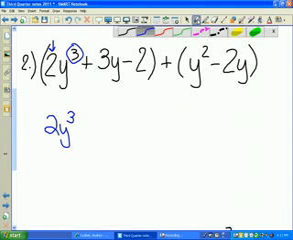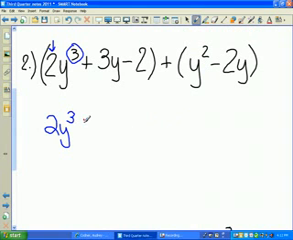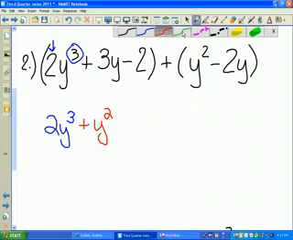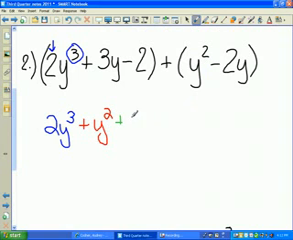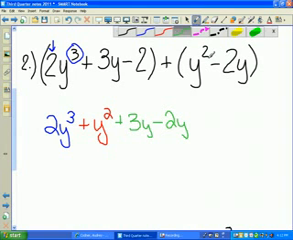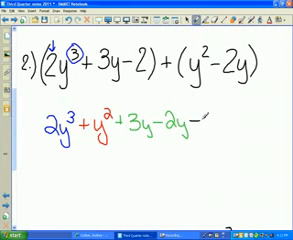okay, we don't have any other y cubes up here. So now we need to go to the next degree, which is y squared. So right now I only have one of them, and it's positive, so plus y squared. Okay, and then now I got some y's left over. So I have a plus 3y and a minus 2y. Okay, anything left over? Yes, we have this minus 2 left over.